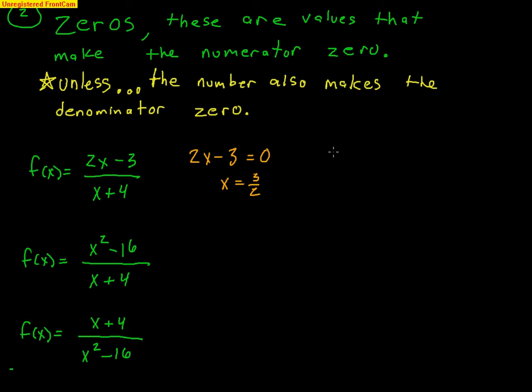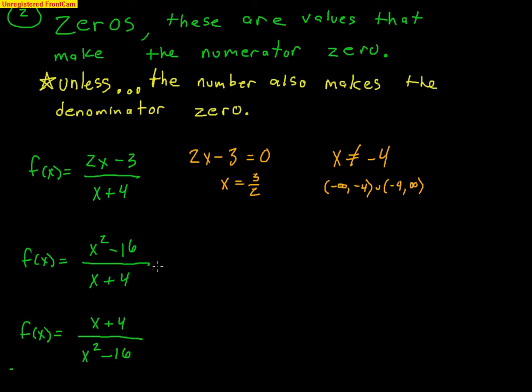Now, what's my excluded value? My excluded value would be negative 4. Negative 4 makes the denominator 0. I must exclude that from my domain. So my domain would be all numbers from negative infinity to negative 4, skip over negative 4 and continue on towards infinity. However, my 0 comes from the numerator, and that would be 3 halves.